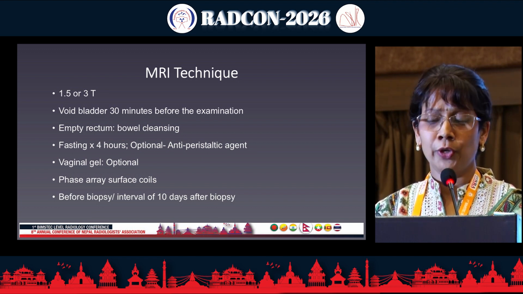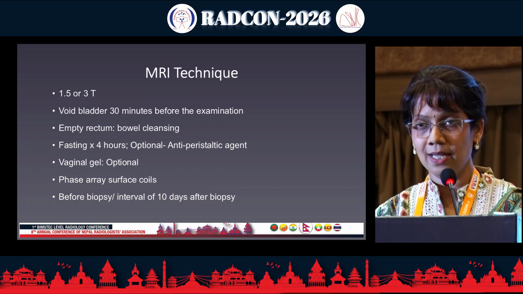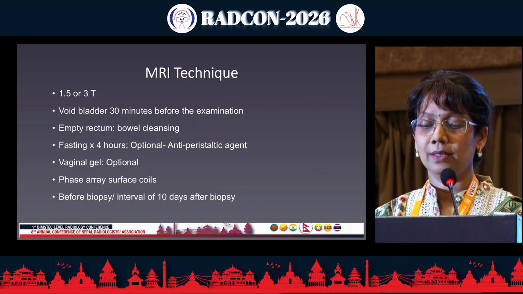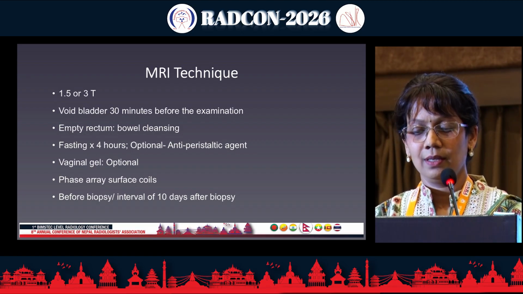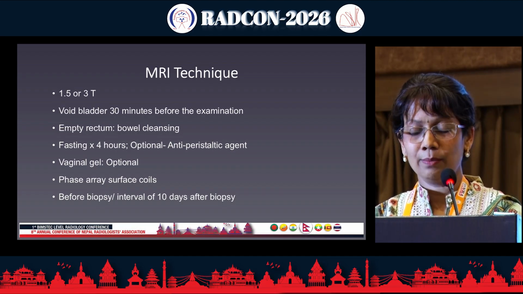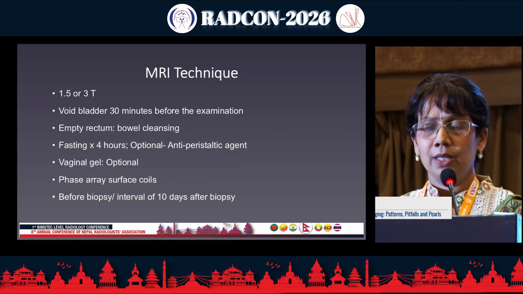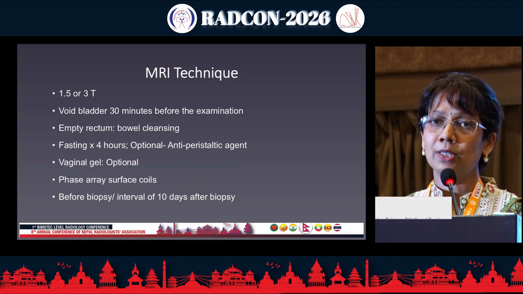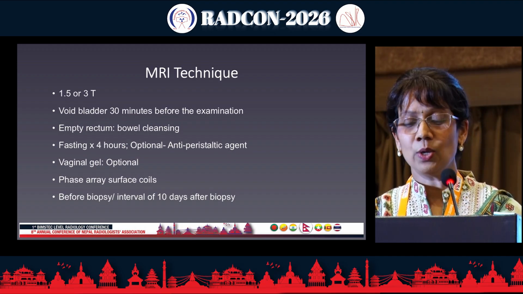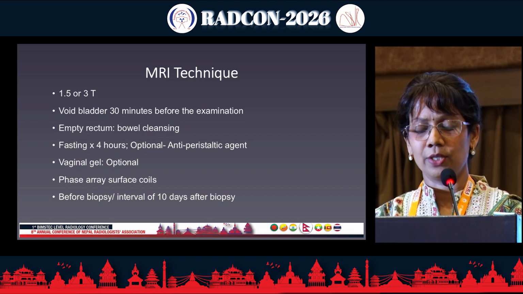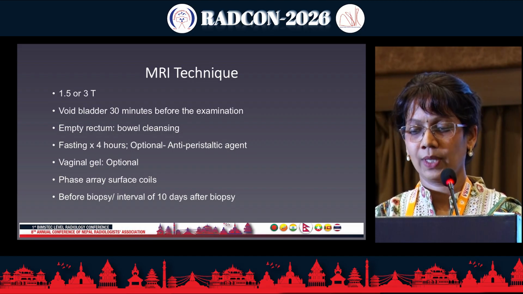A good image would require the MRI to be done in a 1.5 Tesla MR scanner at least. The patient is asked to void the bladder about 30 minutes before the exam so that she has a partially distended bladder. The rectum should be empty, which can be obtained with bowel cleansing. The patient should be fasting for at least 4 hours. This would reduce the bowel artifacts, particularly on the T2WI sequences. Use of a vaginal gel is optional. Phased array surface coils are used, and ideally the study should be done prior to a biopsy.